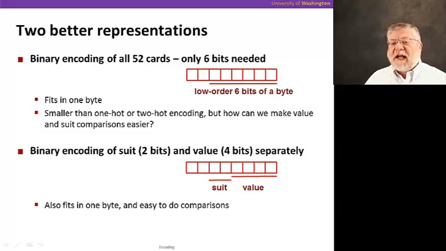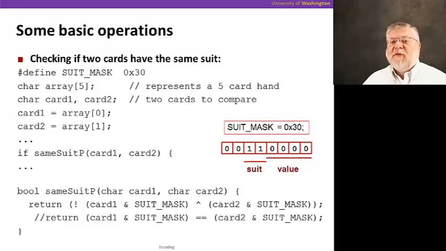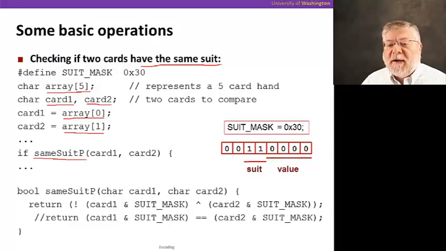Okay, so let's take a look at how we would implement these operations if we were doing it in C. If we wanted to check if 2 cards are of the same suit, what we would do is have 2 bytes representing each card, maybe an array to represent a 5-card hand. We would take 2 cards out of the hand and ask if they're the same suit. And this function, same suit P, is implemented here below. It returns a Boolean value, just 0 or 1, and takes the 2 cards as arguments.